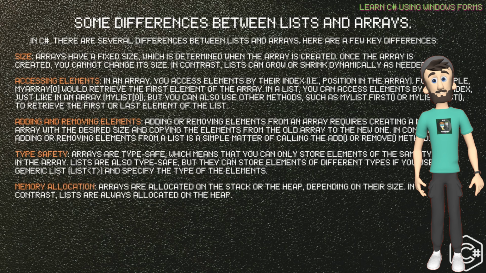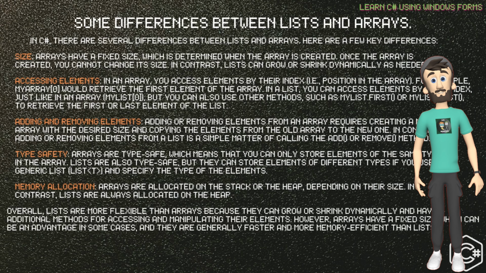Memory allocation. Arrays are allocated on the stack or the heap, depending on their size. In contrast, lists are always allocated on the heap. Overall, lists are more flexible than arrays because they can grow or shrink dynamically and have additional methods for accessing and manipulating their elements. However, arrays have a fixed size, which can be an advantage in some cases, and they are generally faster and more memory efficient than lists.